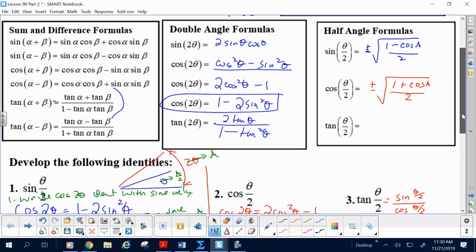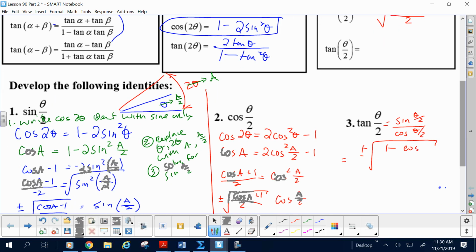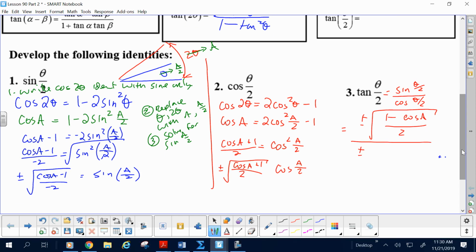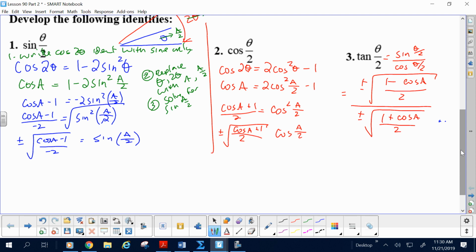Sine is the square root of 1 minus cosine of A, all over 2, divided by 1 plus cosine of A, all over 2. Let's do a little bit of cleanup on that, shall we? Why did you square root this? We were solving for cosine of A over 2, not cosine squared, so we take square roots to get rid of the square. So from here to here, you had to square root to get cosine of A over 2 by itself. Okay, so now let's clear the 2's.